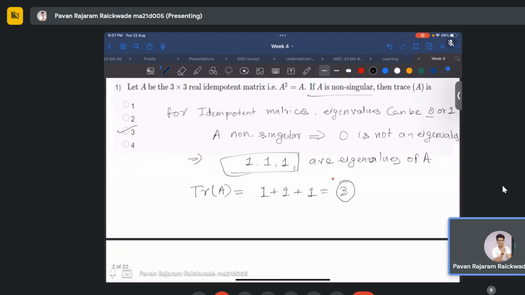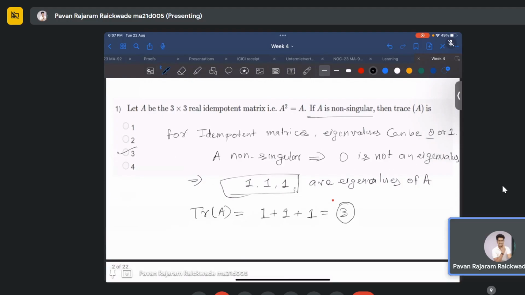I hope everyone has an idea why an idempotent matrix has only eigenvalues 0 or 1. Is it explained in the course? Why does an idempotent matrix have only eigenvalues 0 or 1? Is this explained in the course? Yes, sir. Okay.